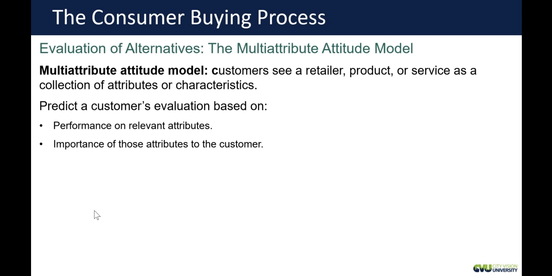So sometimes it's based on a color or a price or something like that. So the multi-attribute attitude model, this is what retailers should really focus on, is understanding how a customer sees a retailer or the product or service. You have to understand that the customer sees all these things as a variety of characteristics, as a number of things that they either want to be part of, or want to model in their life, or don't want to model in their life, they want to be associated with it, all those things. So what you want to do is predict the customer's evaluation based on important attributes.